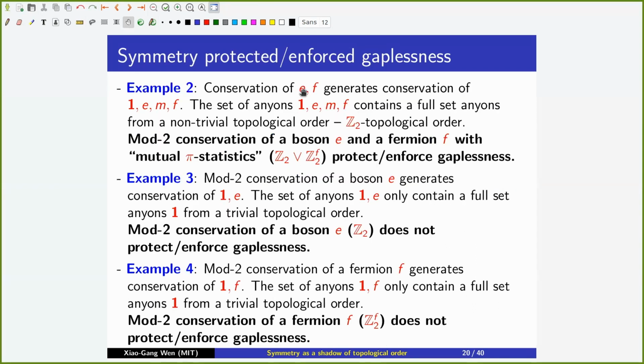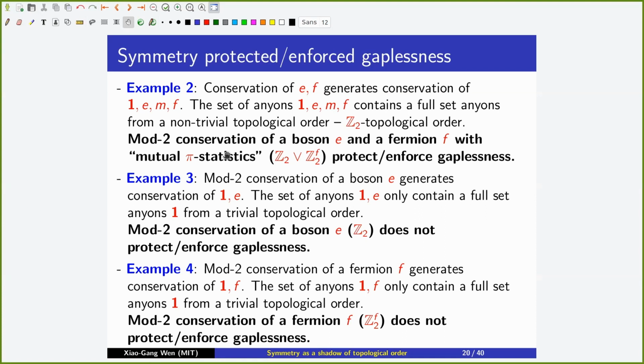Similarly, we can consider E and F. That means we have a Z2 conservation of a boson and a Z2 conservation of a fermion. These two are enough to protect gaplessness, again provided that they have non-trivial mutual statistics. Without this feature, they don't protect gaplessness. Okay. And again, this is very general. This non-trivial mutual statistics actually corresponds to anomaly, really.